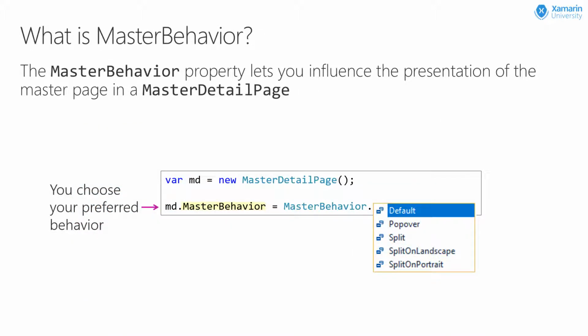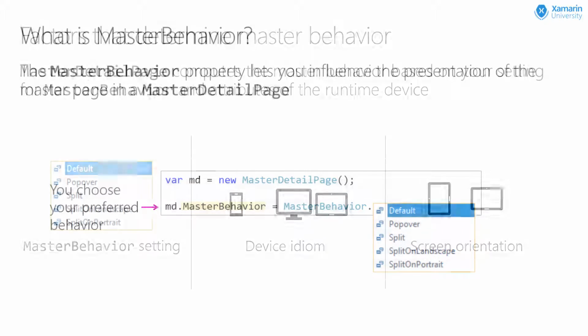Now the master detail page has a property called master behavior, and this is what we'll use to control the master visibility, really switching between master detail and drawer. Now the master behavior property is an enumeration type with the same name, and as you can see, there are several options allowing us to control how the master is displayed.